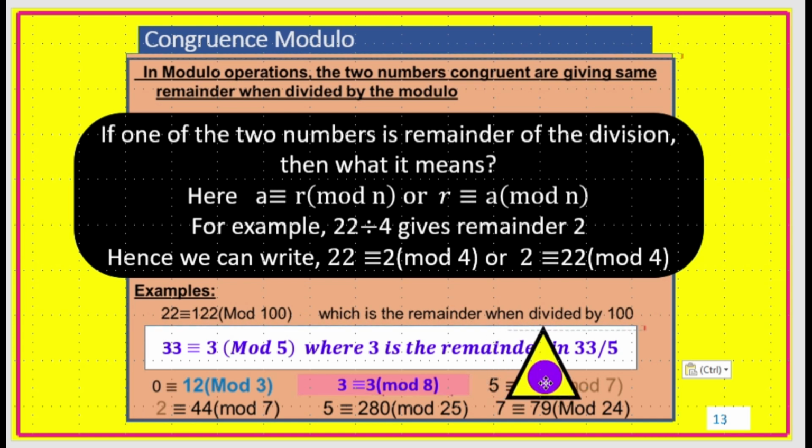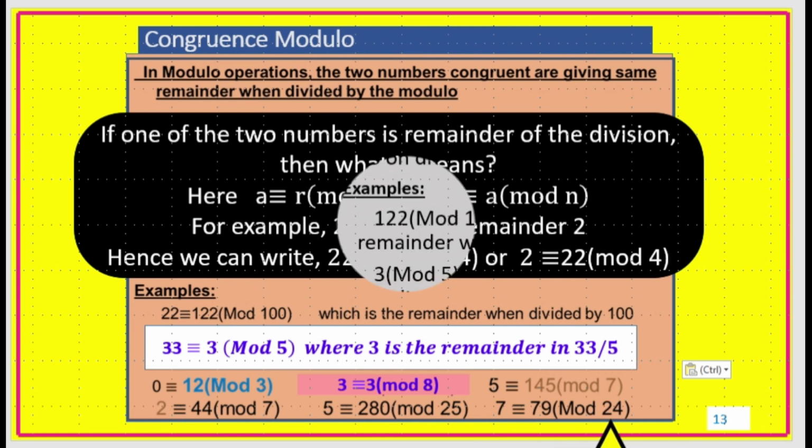22 is the remainder when the number 122 is divided by 100. 3 is congruent to 33 mod 5. Here 3 is the remainder in this division. 0 is congruent to 12 mod 3. 3 is congruent to 3 mod 8. 5 is congruent to 145 mod 7. 7 is congruent to 79 mod 24.